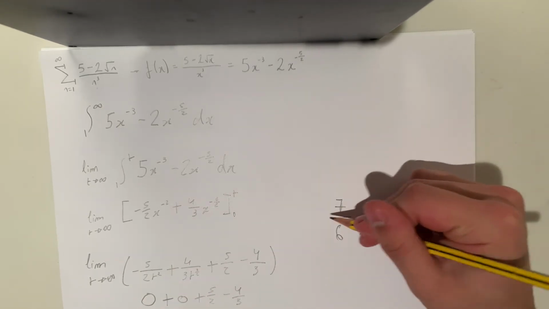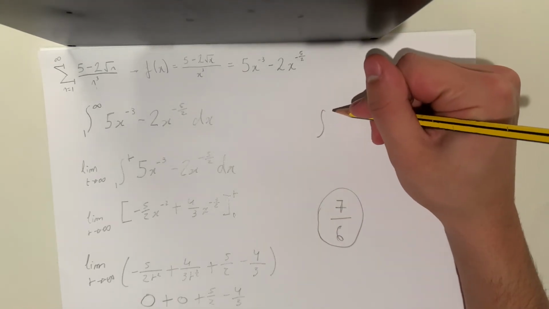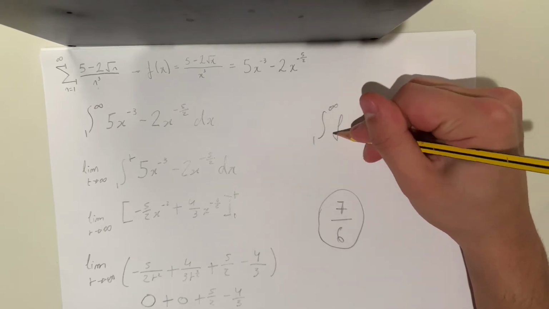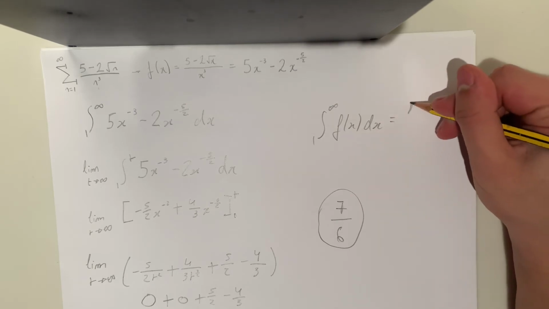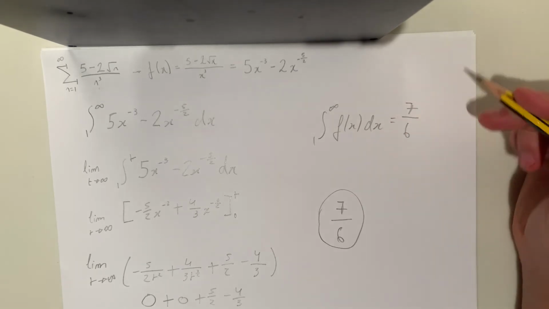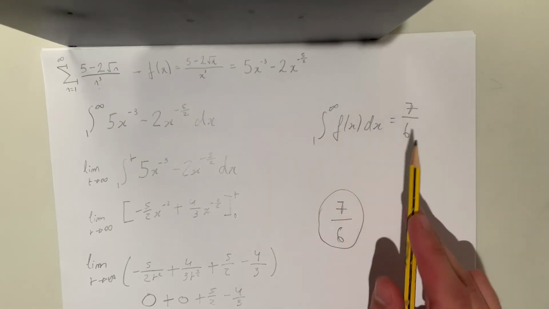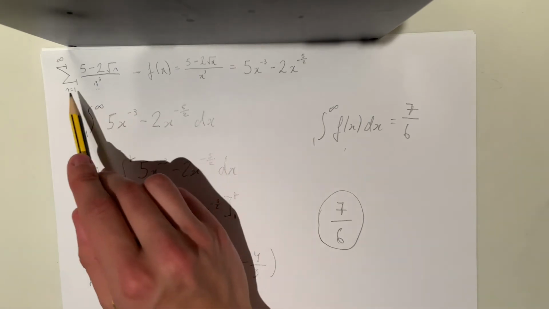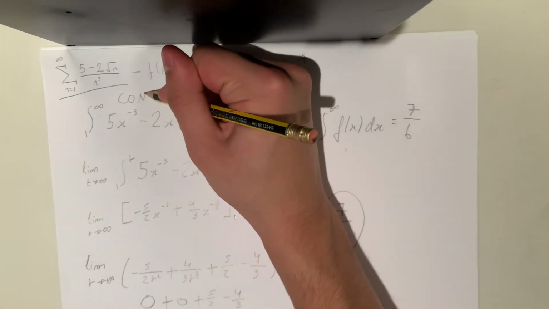So now we know that our integral between infinity and 1 of f of x with regards to dx is going to be equal to 7 over 6, which means that this function is convergent. Therefore, this series that we have here is also going to be convergent.